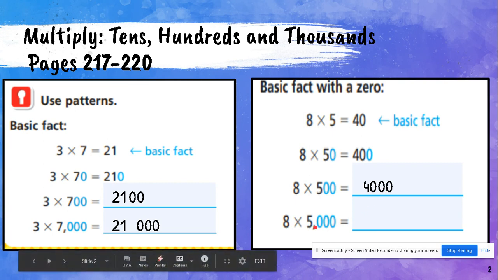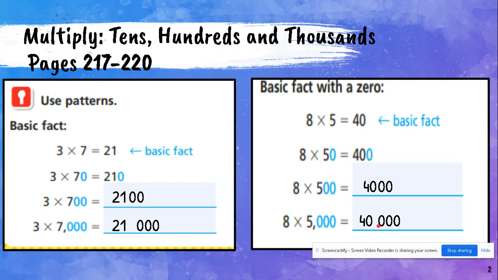8 times 5,000. 8 times 5, 40. How many zeros do we add at the end? 3 more.